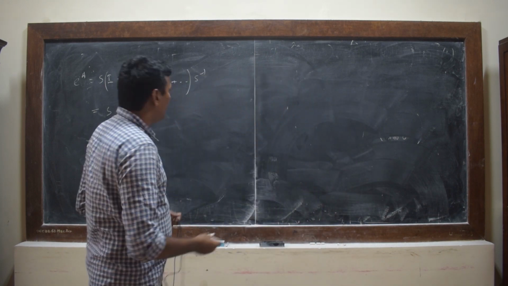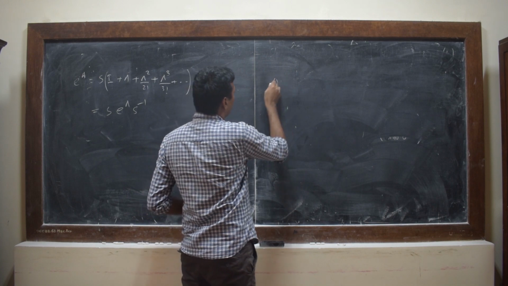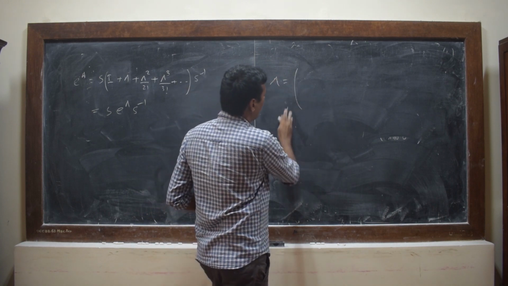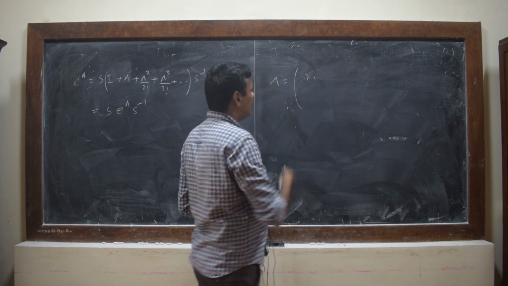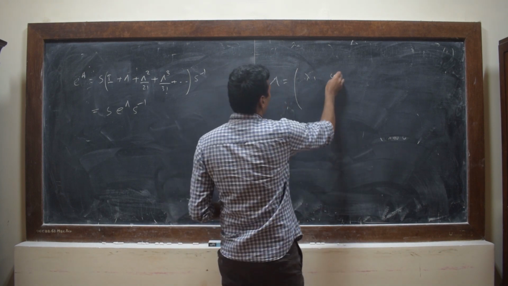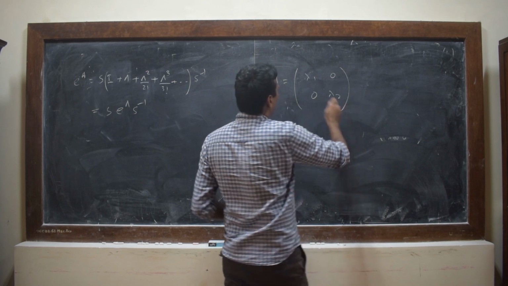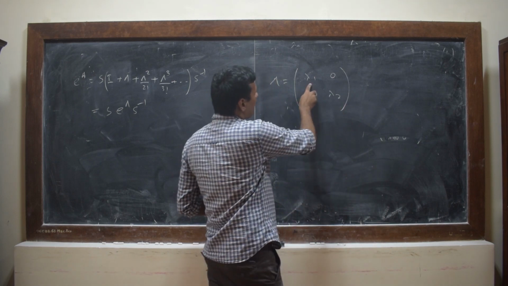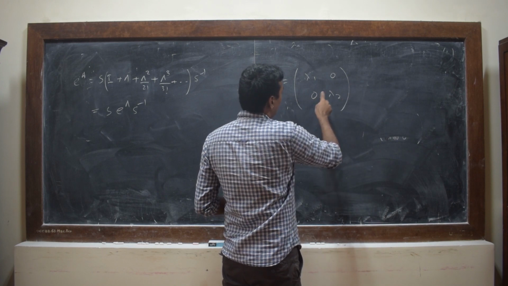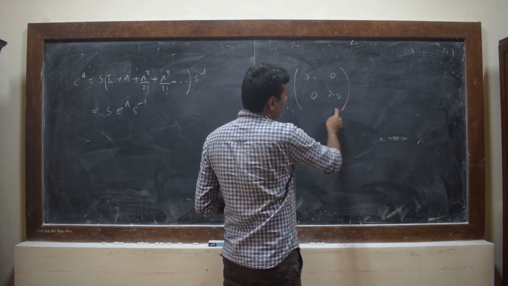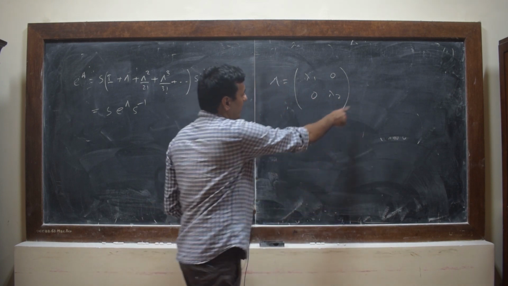Now look at what e raised to lambda is. What is lambda? Lambda is a diagonal matrix. For example, let us just take the case of a 2 cross 2 matrix. You have 2 eigenvalues, lambda 1 and lambda 2 here. If it is a 3 cross 3 matrix, you will have lambda 1 0 0, 0 lambda 2 0, 0 0 lambda 3. That will be the case.